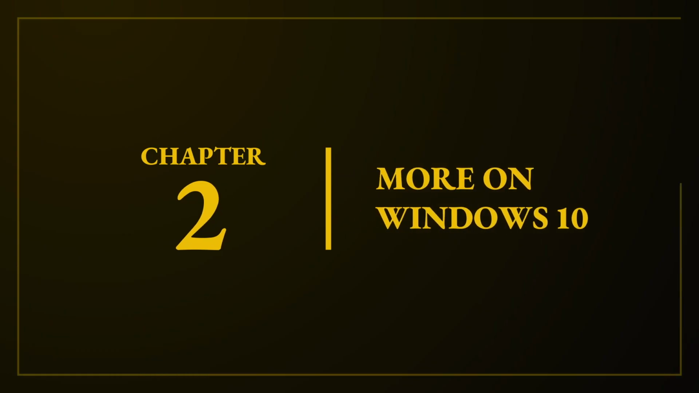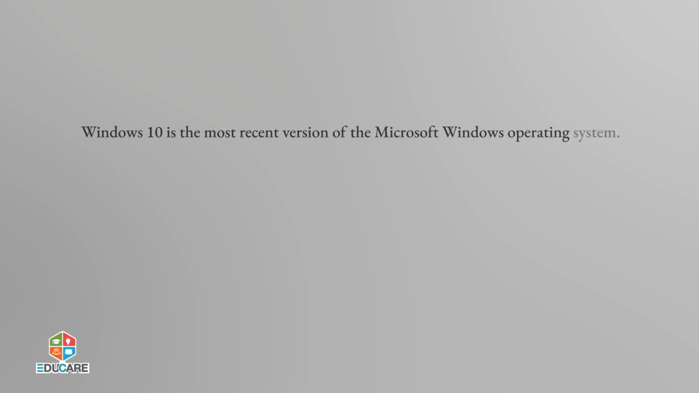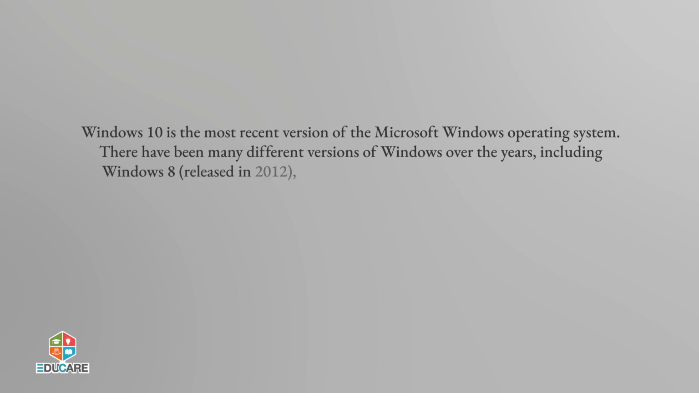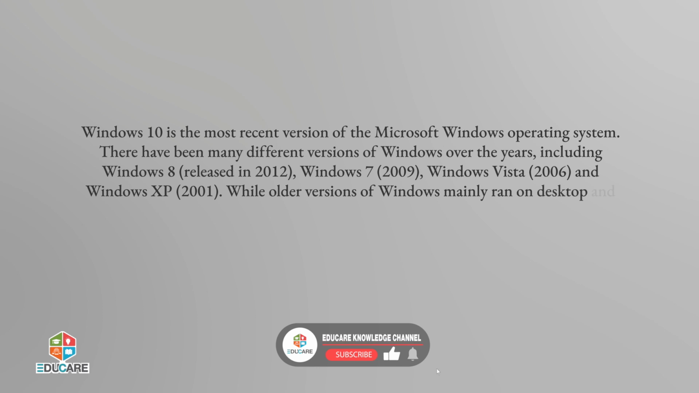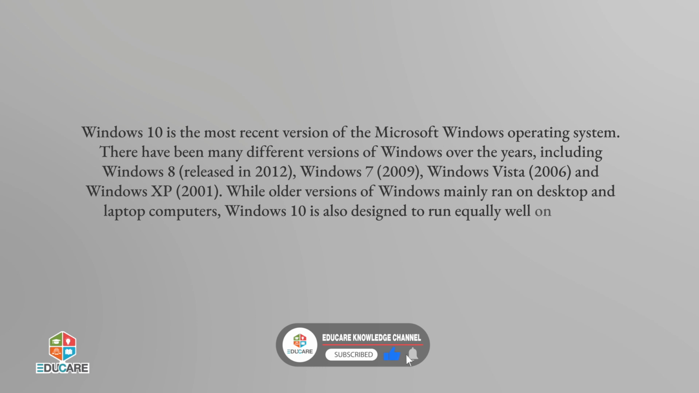Chapter 2: More on Windows 10. Windows 10 is the most recent version of the Microsoft Windows operating system. There have been many different versions of Windows over the years, including Windows 8 released in 2012, Windows 7 in 2009, Windows Vista in 2006, and Windows XP in 2001. While older versions of Windows mainly ran on desktop and laptop computers, Windows 10 is also designed to run equally well on tablets.